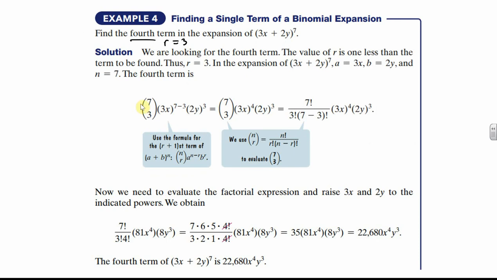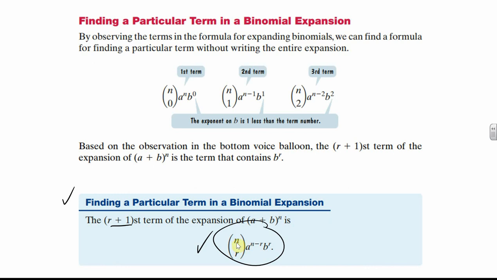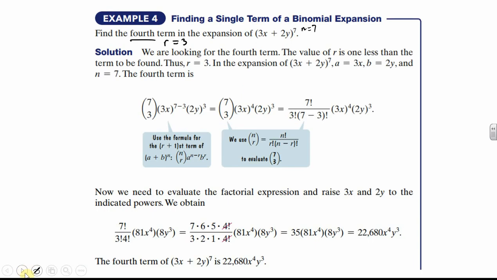So here, n is 7, 7 things taken 3 at a time. And so this becomes the first term, 3x to the n minus r, and then this times the second term raised to the r power. Let's go back and look at the formula. So it's n things taken r at a time, times a to the n minus r, subtract those two, and then it's times b to the r power. All right, let's look and see.